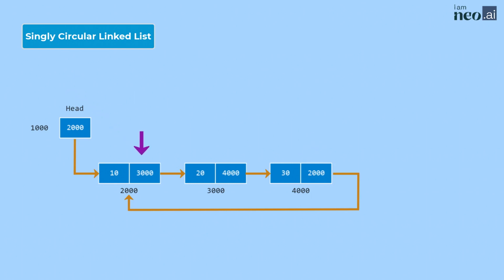So here, instead of having null, I am storing the address 2000, which means I'll start the linked list at head, the first node, next node address 3000, I'll go to the second node, next node address 4000, I'll go to the third node. After this, again I'm going to the address 2000, which means it is forming a circular path. I'll go to this address 2000 as this is the first node, then the second node, third node, and again the next node. This is how a singly circular linked list works.